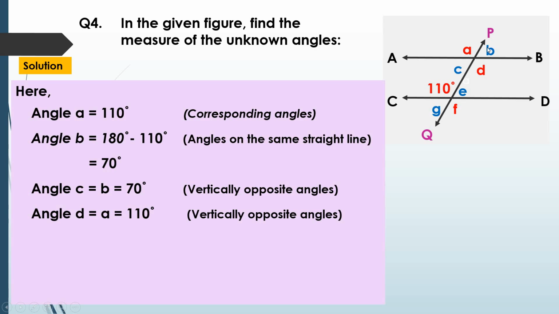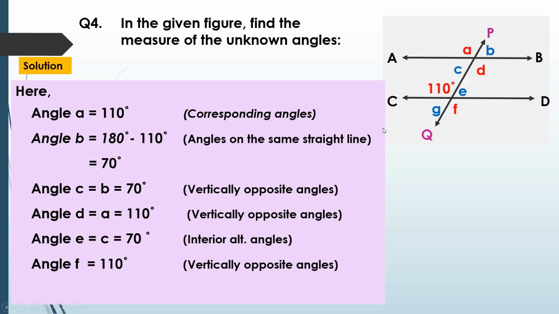In the same way, angle D is vertically opposite to angle A, and that will be equal to 110 degree. Angle E is equal to angle C, which is equal to 70 degree because they are interior alternate angles and they are equal to each other. In the same way, angle F is equal to 110 degree because F and 110 are vertically opposite angles and they are always equal to each other.